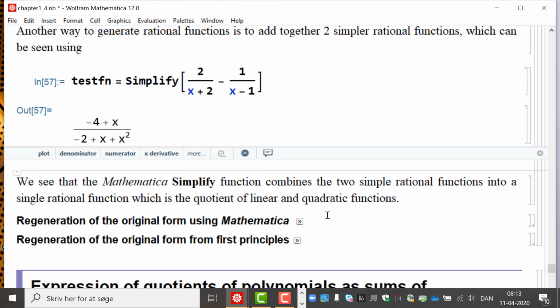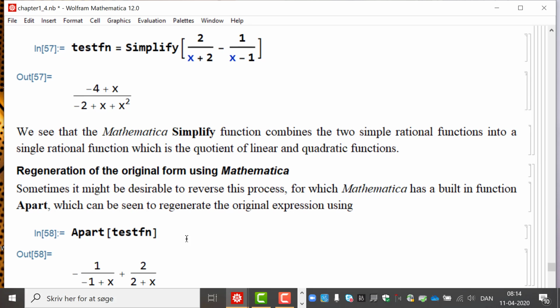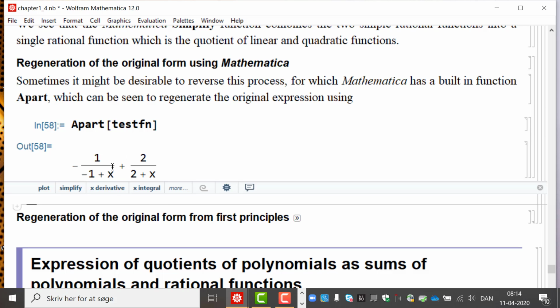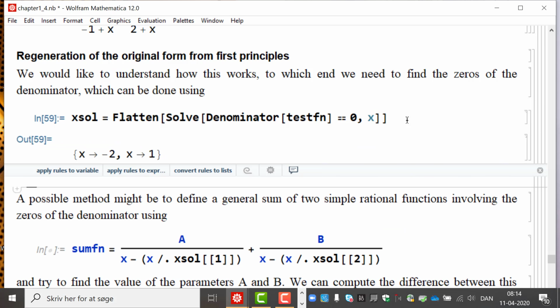So how do we get the original form back? Well, there's a mathematical function called apart, which takes our test function as it now is and tries to put it back together. So it factorizes the denominator and separates the two bits. And we could generate the original form using first principles. So we'd like to understand how this works, to which end we need to find the zeros of the denominator. So we can do that using this. Minus 2 and 1.